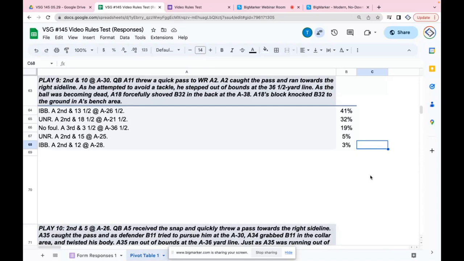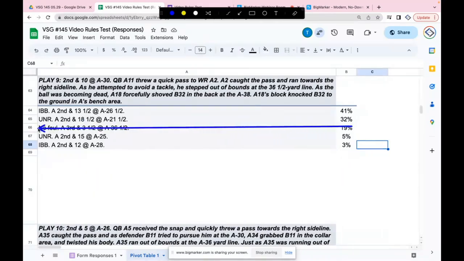It's a rather forceful hit in the back. Correct. That's not a legal action. I agree. It's a foul. All right.